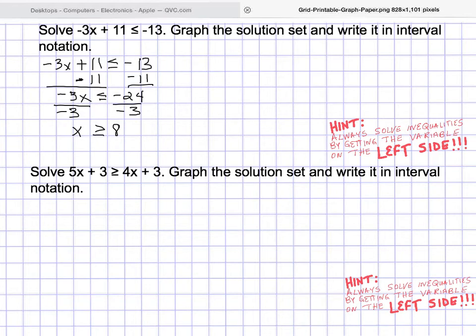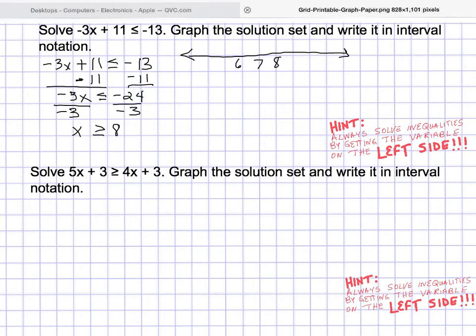Okay, so we solved it. Now let's graph it and write it in interval notation. So the graph, we need to indicate positive 8. If this is 6, 7, 8 right here on our number line, notice we don't have to have 0. We just have to have numbers that are around the other number. Okay, x is greater than or equal to 8.